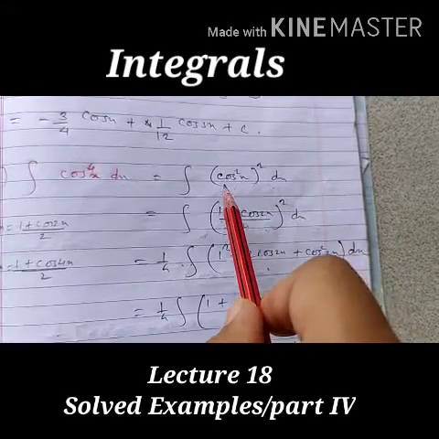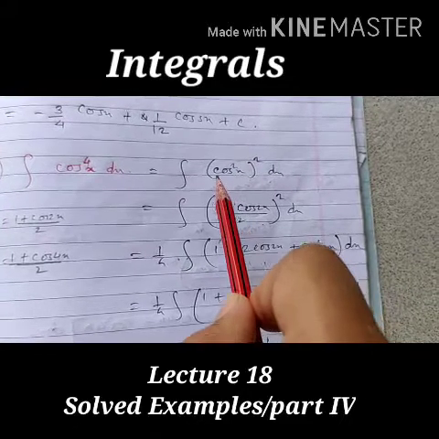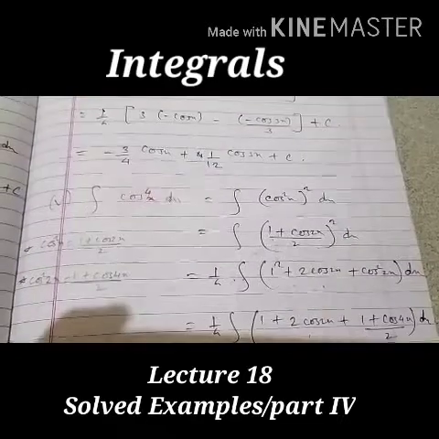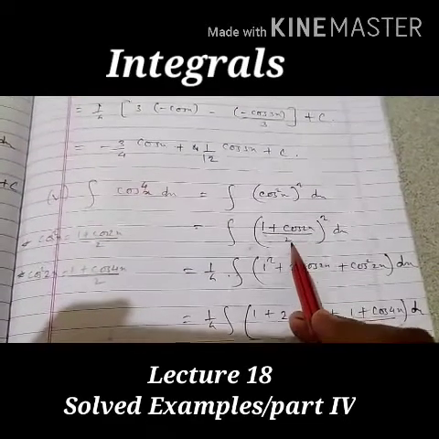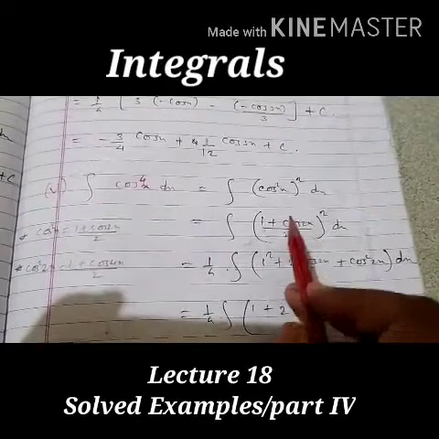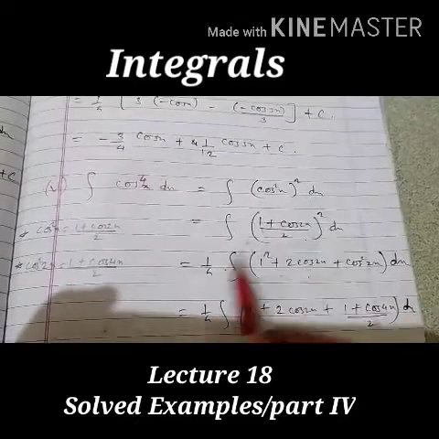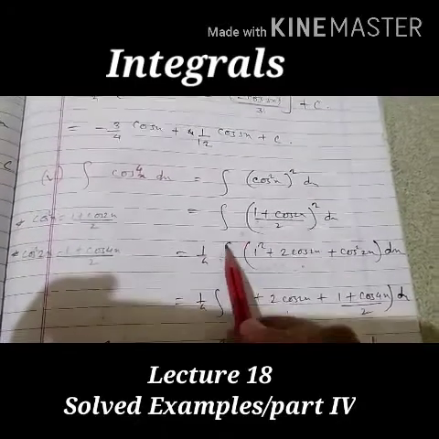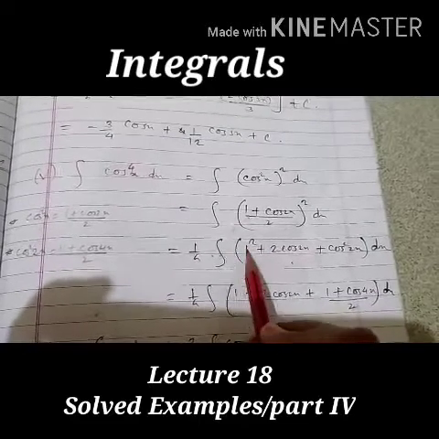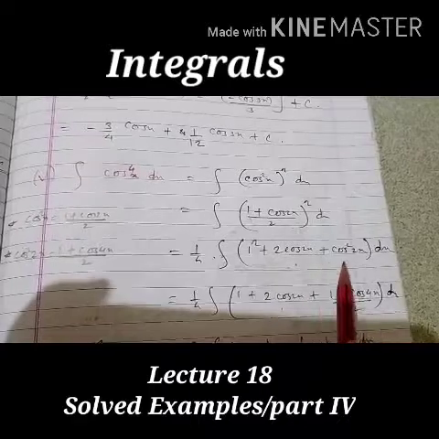Now cos square x we can write as 1 plus cos 2x upon 2, because we know that cos square theta is 1 plus cos 2 theta by 2. So here we have written 1 plus cos 2x upon 2 bracket square. Now we'll do the square of this bracket. Now 2 raised to 2 will be 4, so 1 by 4 will come out. Integration of 1 square plus 2 times cos 2x plus cos square 2x dx.